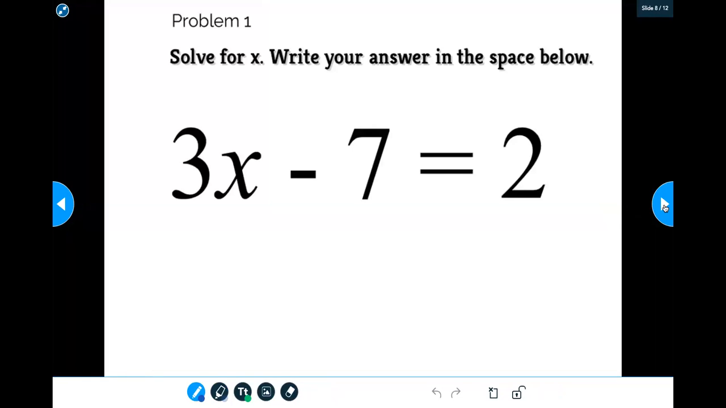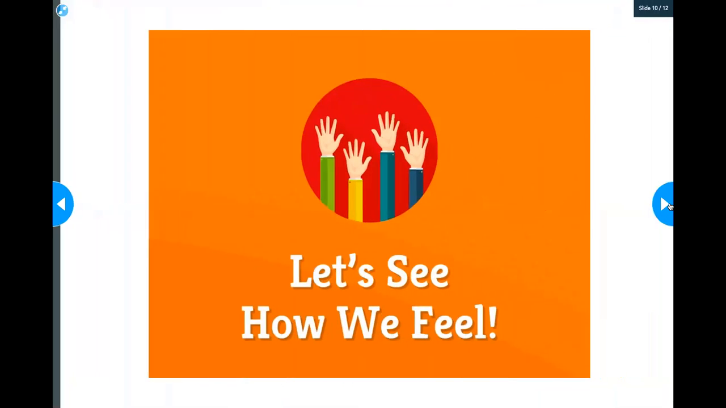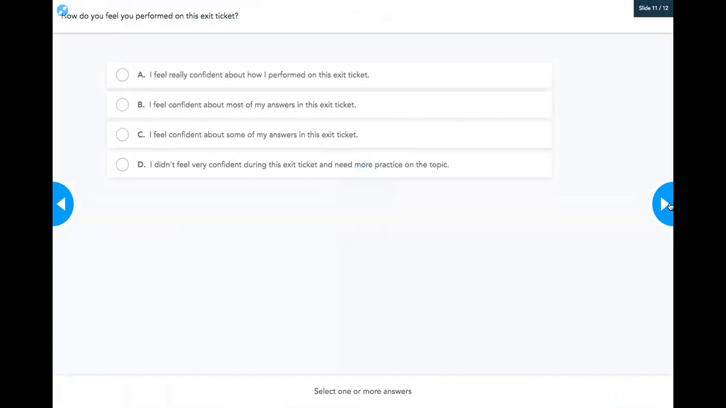Okay, so you want to write your answer in the space below. Wait, we just did this for our warm-up, didn't we? Because it was 9 divided by 3. So we just did that one. That was part of that quiz. We're taking a quiz? No, it was just kind of like a warm-up, you know?